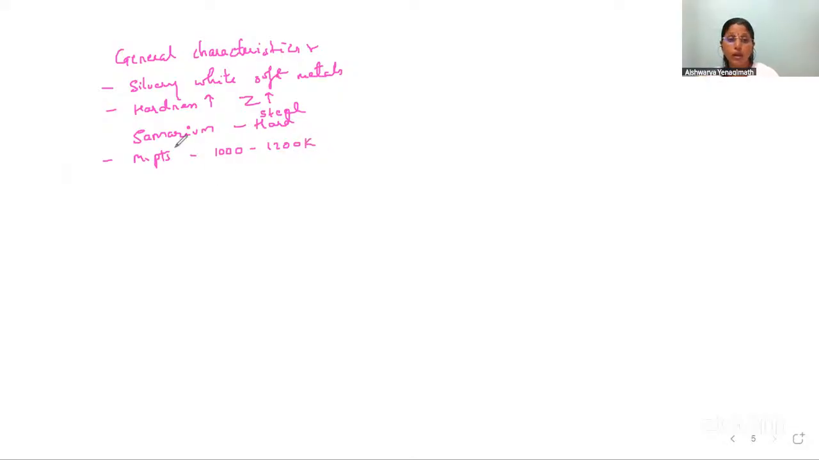1200 Kelvin. But samarium, since it is very hard, the melting point is a little higher. The melting point of samarium is 1623 Kelvin. The expected range is between 1000 to 1200, but samarium is much higher.